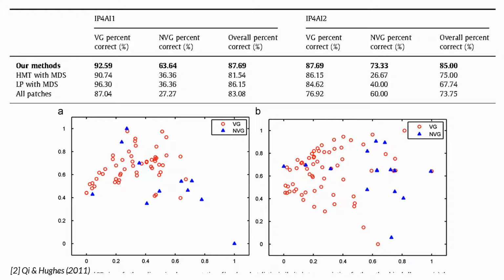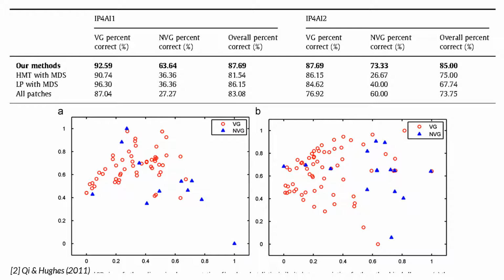And we can see that in this first column, their methods got 92.59% of real Van Goghs correct. And it got 63.64% of non-Van Goghs correct. So the overall percentage correct was 87.69%. So it's obviously not 100% perfect yet, but it can definitely be an aid when art connoisseurs are trying to identify the author of a painting but are struggling. Having something like this can help validate their decisions and ideas.